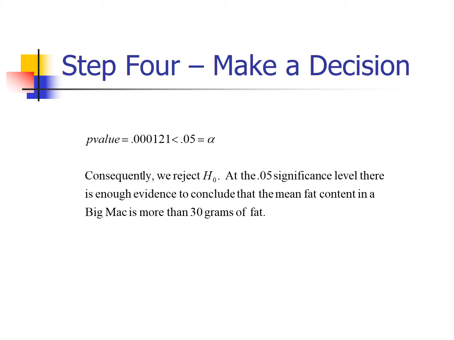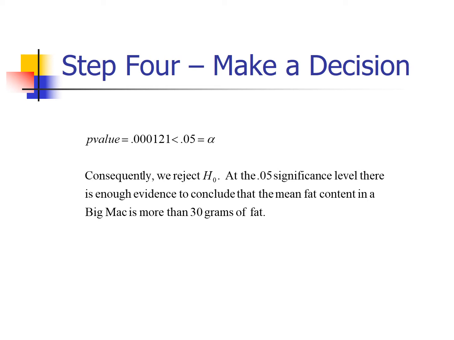In this case, it's less. As we just memorized, that means we reject the null hypothesis. Put in the context of the problem, always an important step, we would say at the 0.05 significance level, there is enough evidence to conclude that mean fat content in a Big Mac is more than 30 grams of fat.